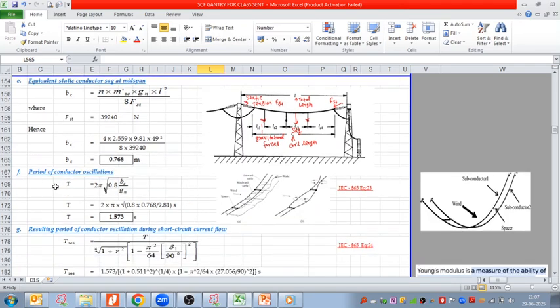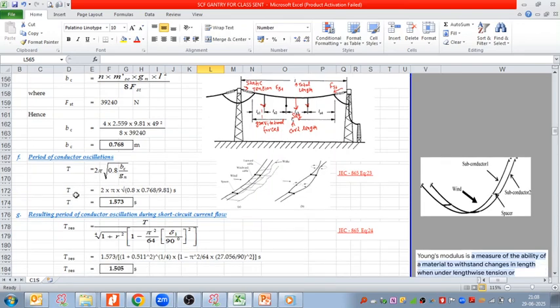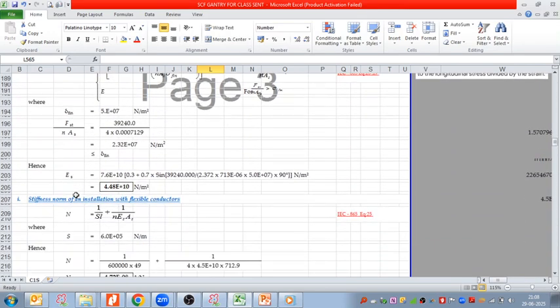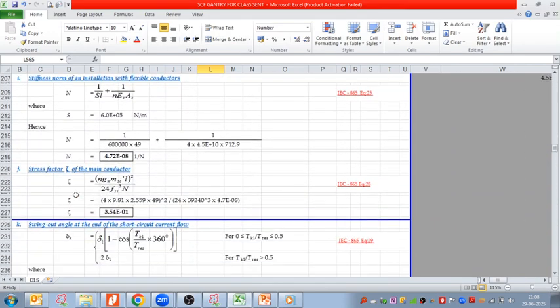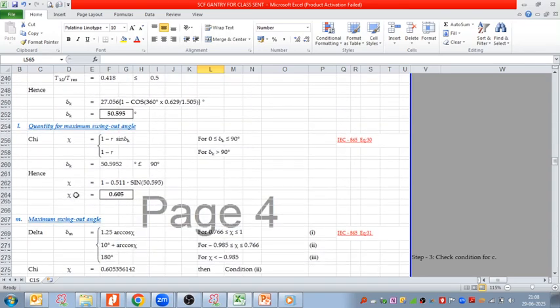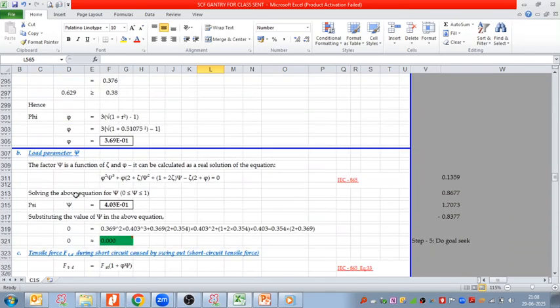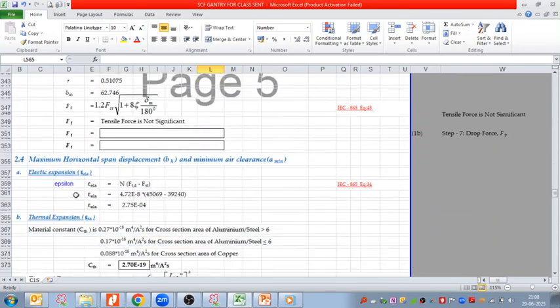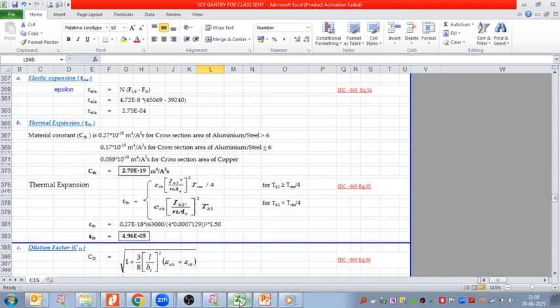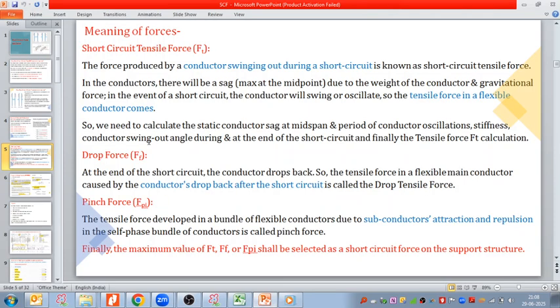Like if you see here, period of conductor oscillation, so we are calculating the oscillation period, and then we will calculate the sag in the conductor, how much sag is coming in the conductor. Each one we will do one by one. I will come back to this Excel later on. Then oscillation, stiffness, we need to calculate.